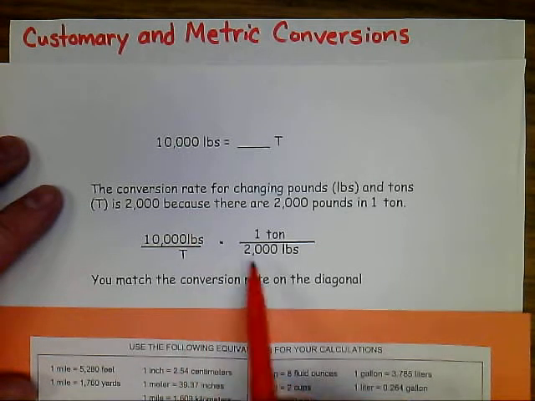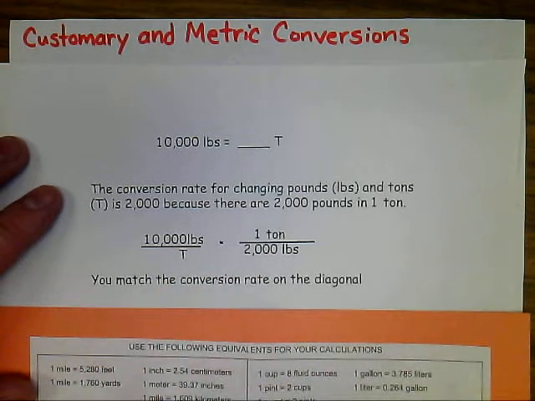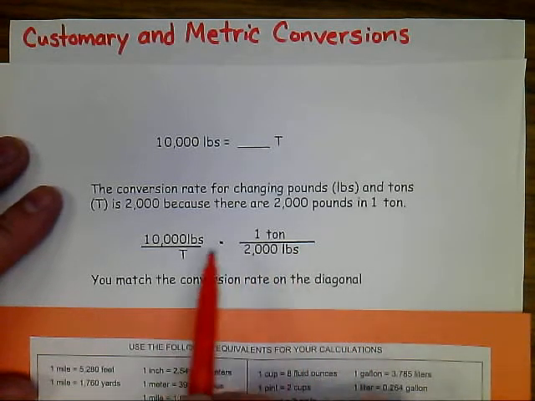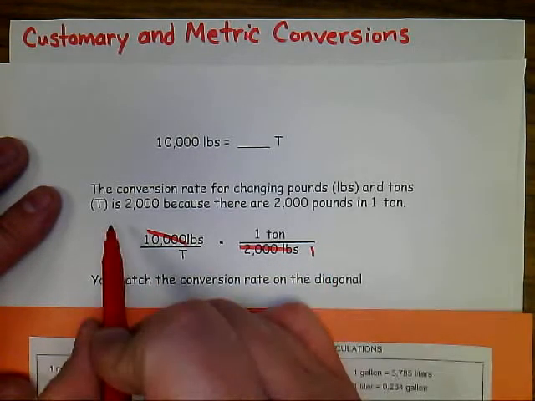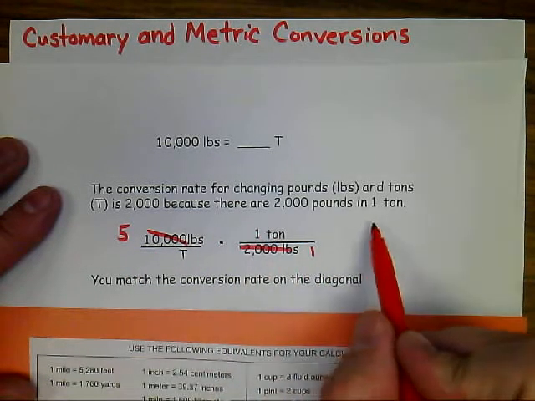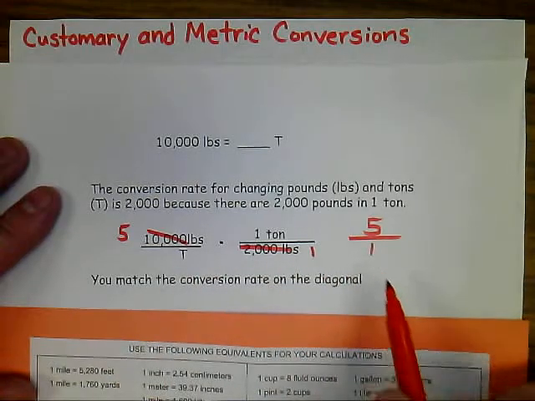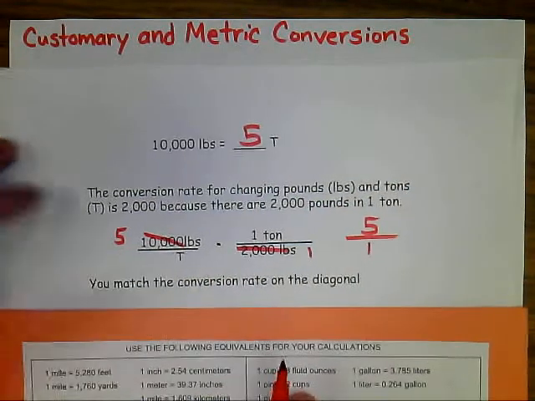Again, you can see that the pounds are on the diagonal and the tons are on the diagonal, and we go ahead and match that conversion rate on the diagonal. In this case, we could actually cross-cancel our 10,000 and 2,000, make that 1, make that 5. 5 times 1 is 5, 1 times 1 is 1. So 10,000 pounds is equal to 5 tons.